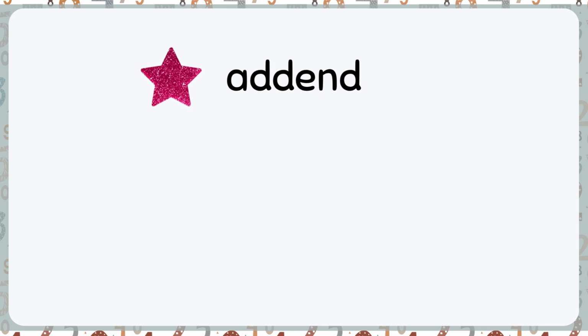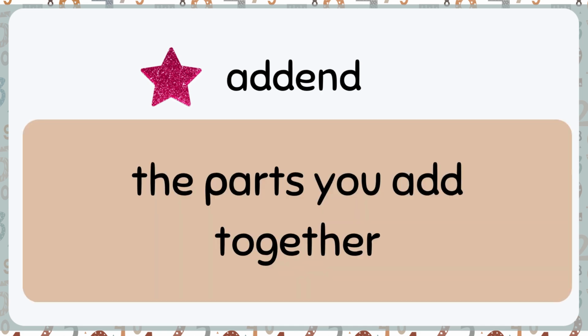An addend is a very fancy word. Can you go ahead and say that fancy word, addend? Yeah, I told you it was really fancy. An addend is just a fancy way of saying the parts that you add together. So when we have a number sentence or when we have groups of things that we're trying to add together, all the parts are called addends. They're the parts we add together.